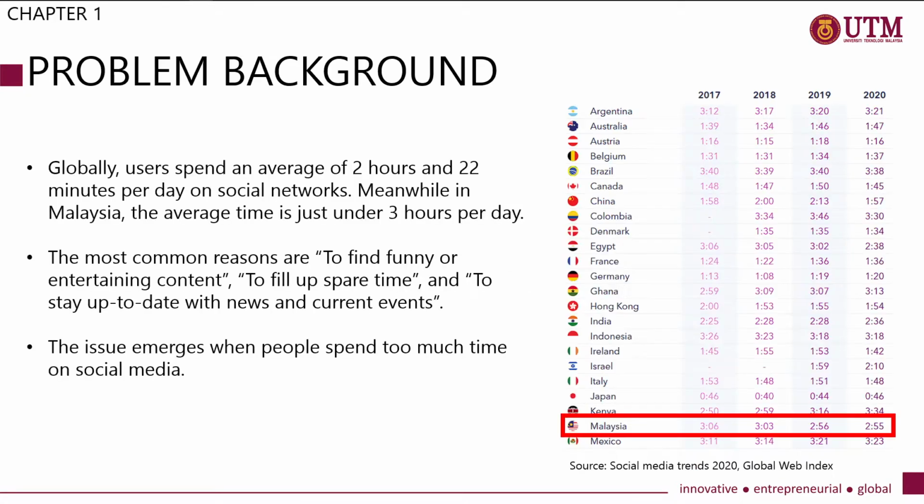Looking at this infographic about social media trends in 2020 by Global Web Index, there are a few important points. Globally, users spend an average of 2 hours and 22 minutes per day on social networks. Meanwhile, in Malaysia, the average time is just under 3 hours per day. The most common reasons stated by users for spending time on social media are to find funny or entertaining content, to fill up spare time, and to stay up to date with the news and current events. Staying up to date with current trends, viral videos, and internet culture is important. However, the issue emerges when people spend too much time on social media.